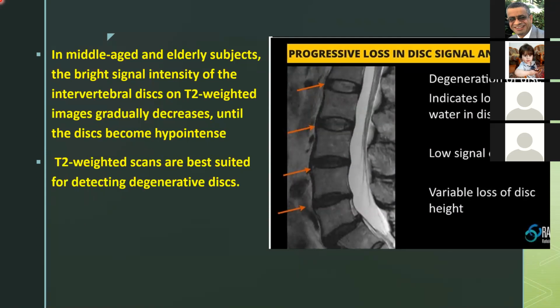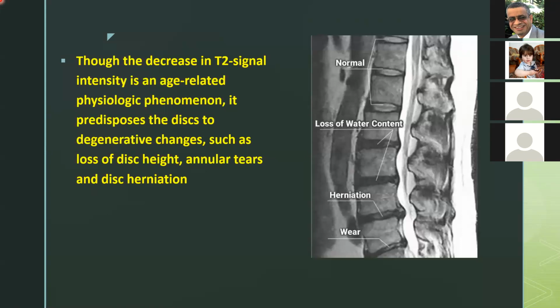In middle-aged and elderly subjects, the bright signal intensity of the intervertebral disc on T2 weighted images gradually decreases until the disc becomes hypointense. T2 weighted scans are best suited for detecting degenerative disc. Though the decrease in the T2 signal intensity is an age-related physiological phenomenon, it predisposes the disc to degenerative changes, such as the loss of the disc height, annular tears, and disc herniation.